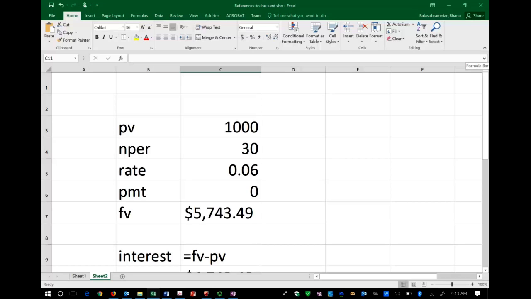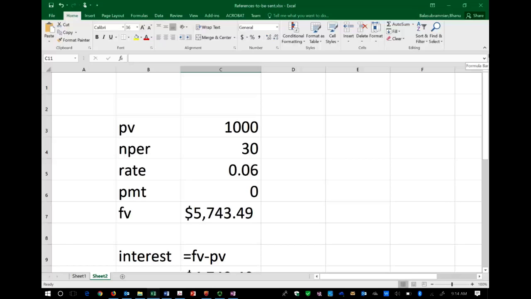Now, I can ask the same problem like this, right? You deposit $1,000 today and after 30 years you receive $5,743.49. What is the implicit interest rate? Can I ask you that? So, basically I am asking you to calculate what is the rate, right?